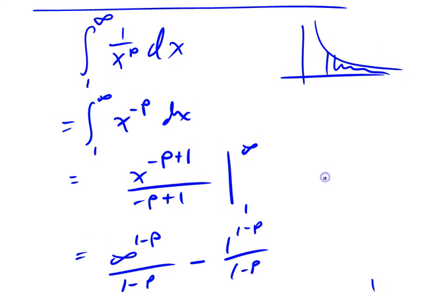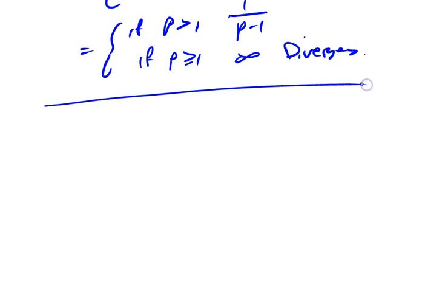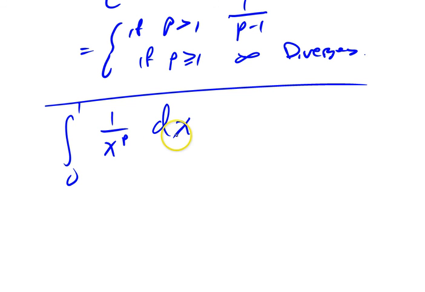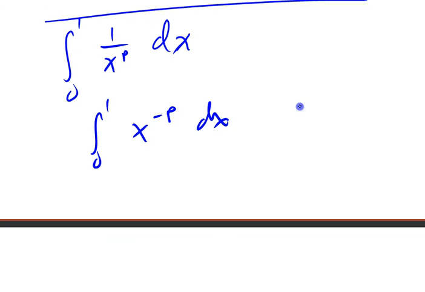Now, that was the integral from 1 to infinity. Let's now do it from 0 to 1 up against this asymptote and see what happens. So now we're going to look at the integral from 0 to 1 of 1 over x to the p dx. Again, we do it exactly the same way. I'm thinking of this as the integral of x to the negative p power, which I'm going to integrate.